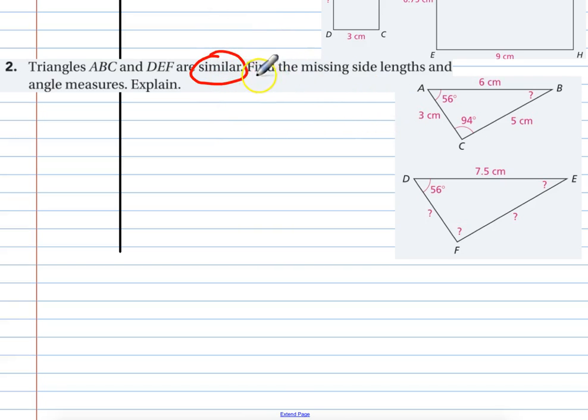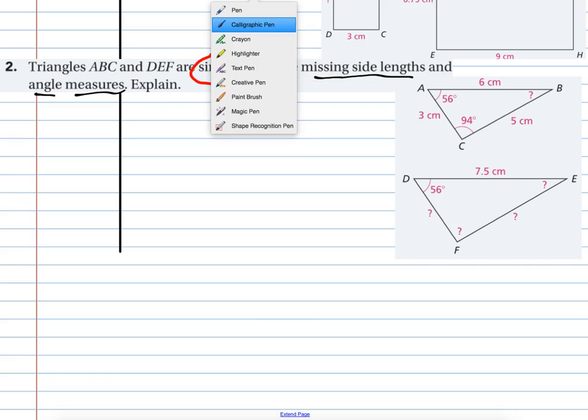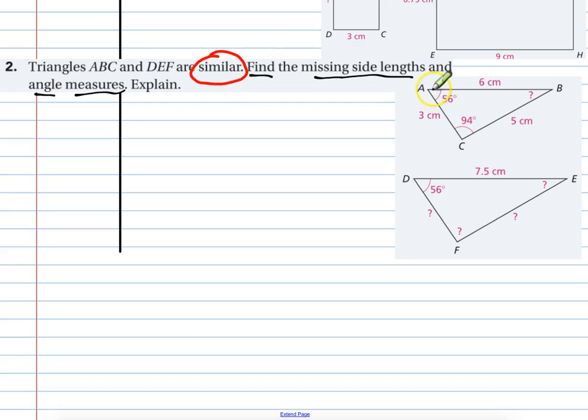So we need to find the missing side lengths, and angle measures. We've got to find both. What I'm going to do is identify a couple of items here that we know match already. We know that this angle here and this angle here are congruent, the same measurement.